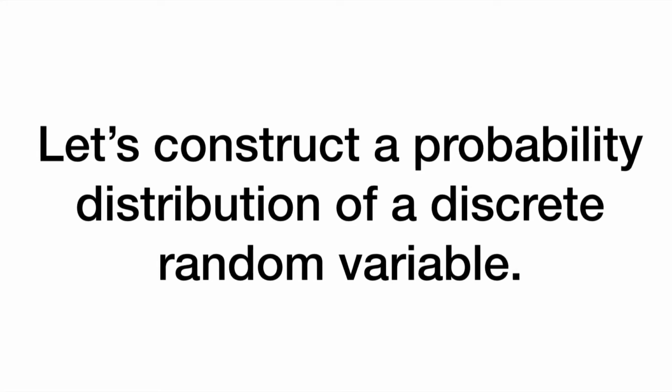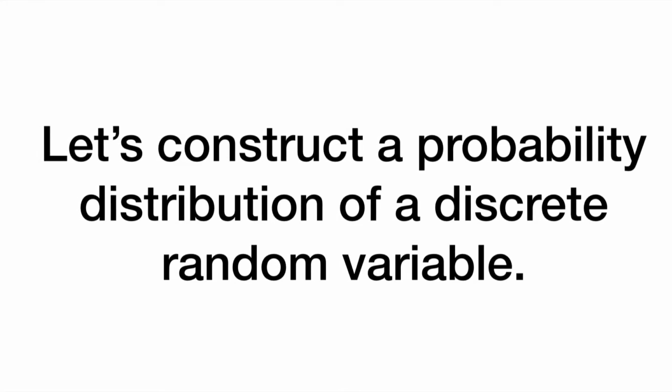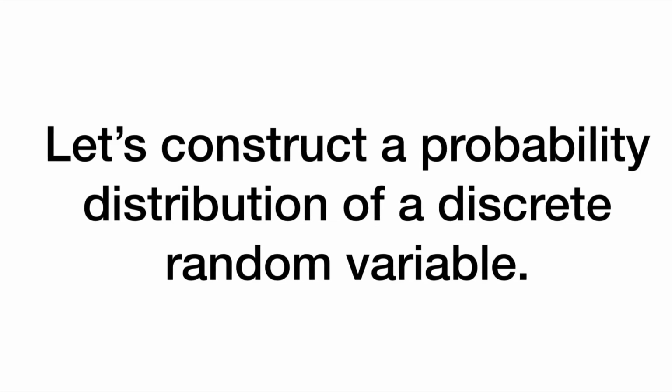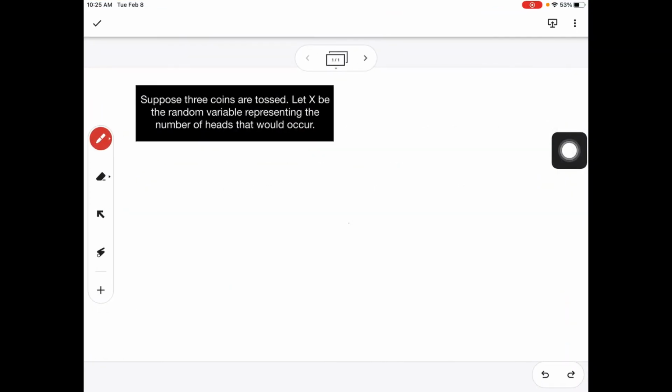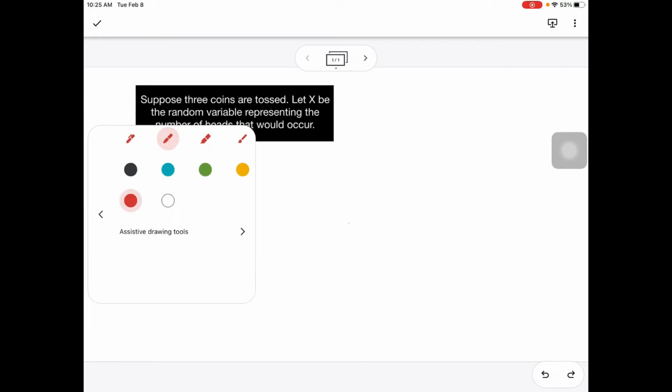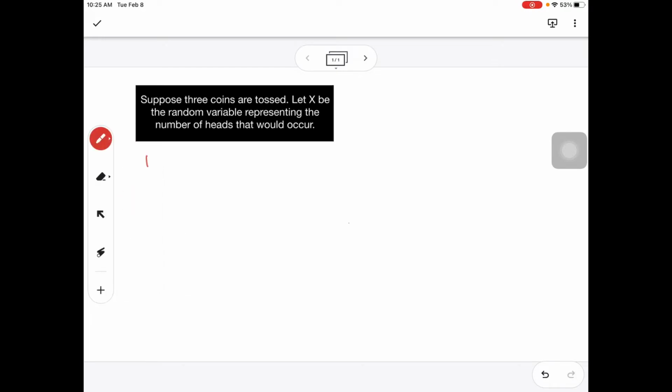Let's construct a probability distribution of a discrete random variable. Suppose 3 coins are tossed. Let x be the random variable representing the number of heads that would occur. So the first thing that we need to do here is for us to be able to list down the possible outcomes. So let's start with the first coin.